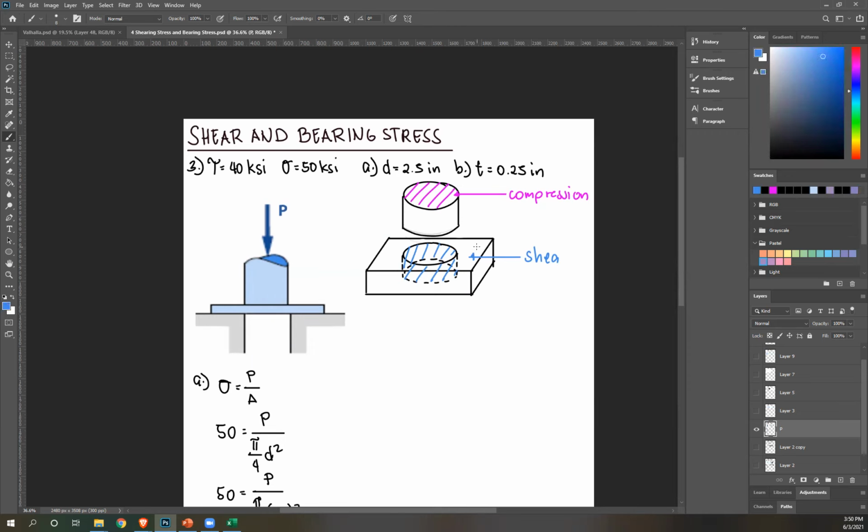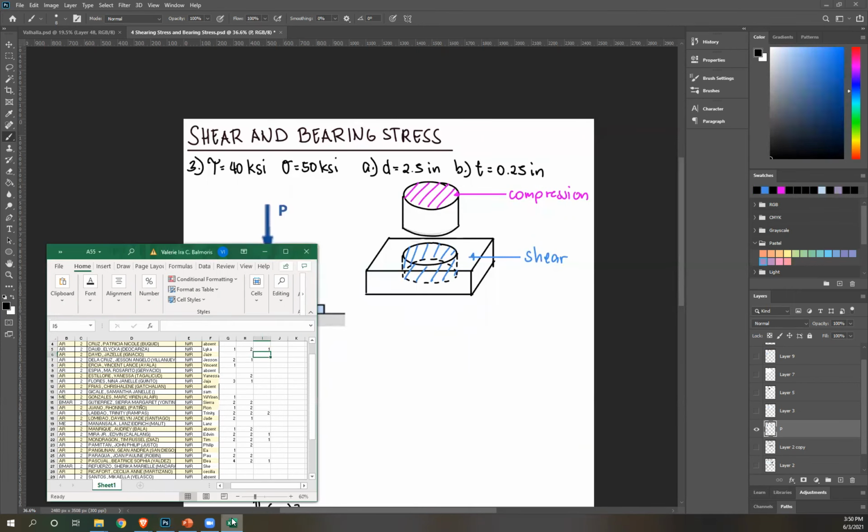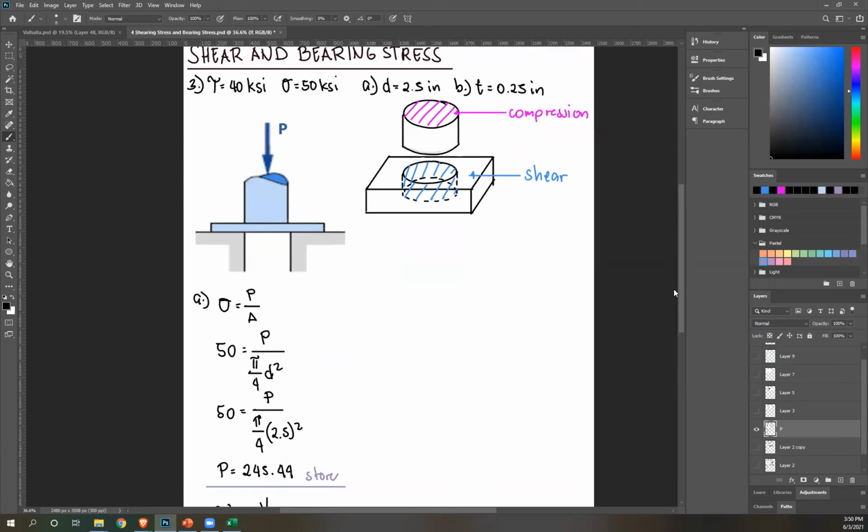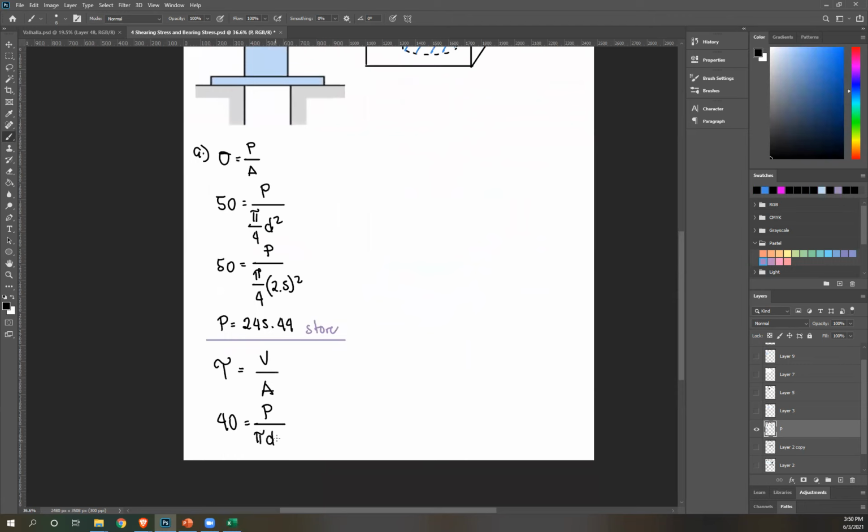Now for shear, okay, this is the area. So that's why it's pi d t. So correct against shear. Pi d t, pi d being the perimeter of your circle multiplied by the thickness of your plate. So pi d t, okay, so 40 equals P using this over pi d t.